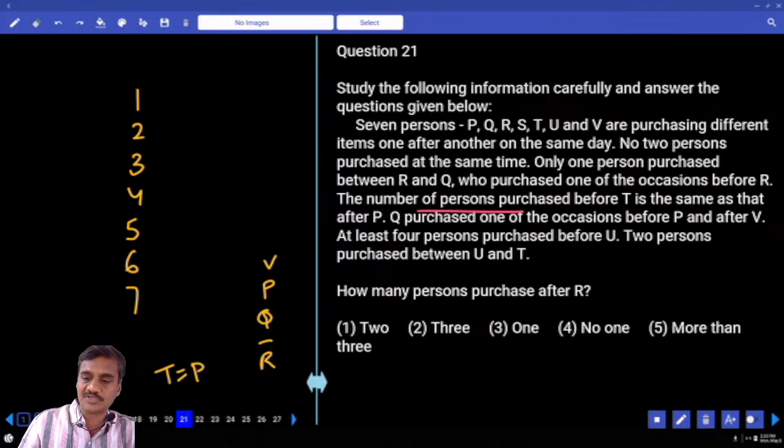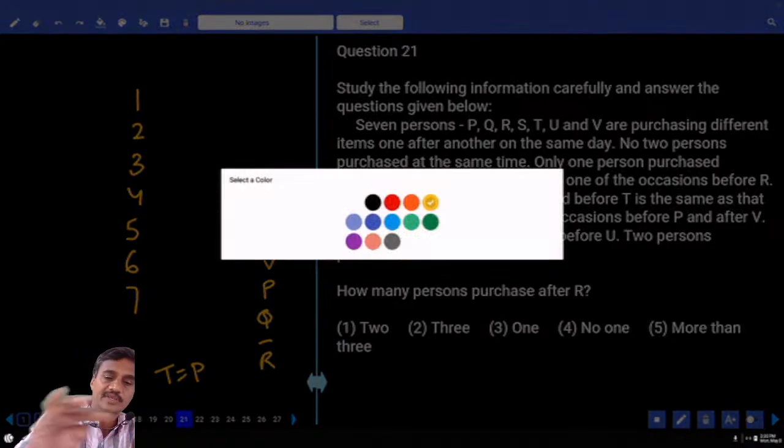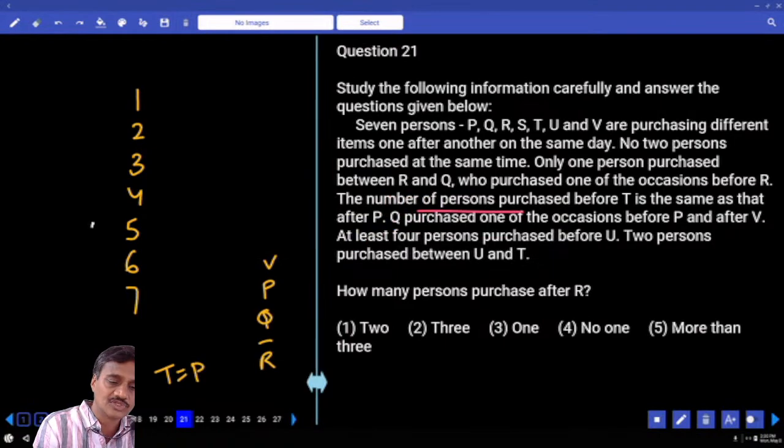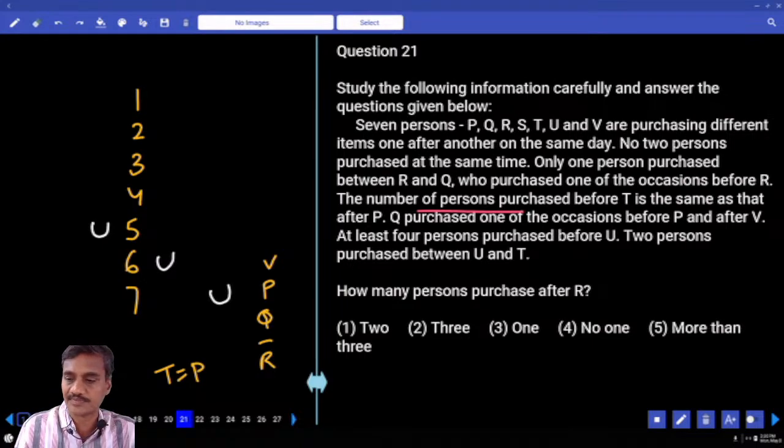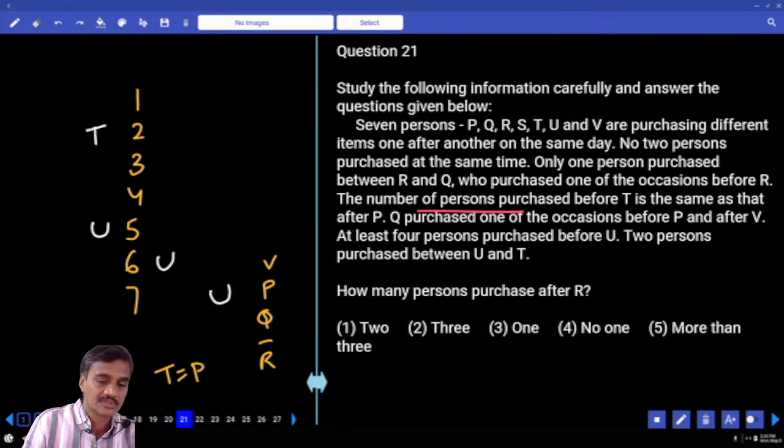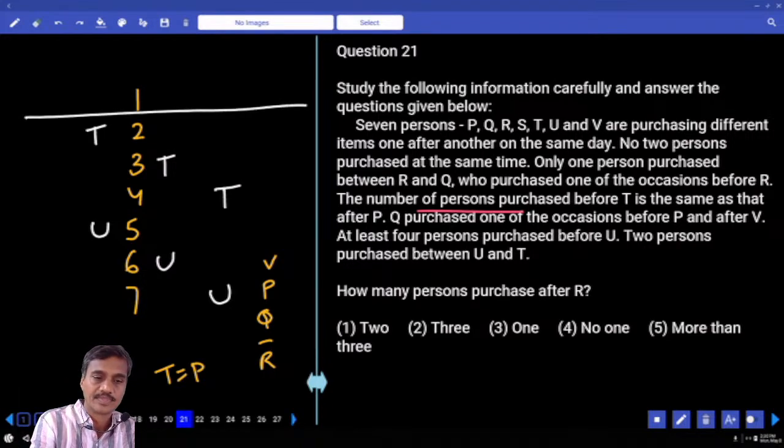At least 4 persons purchased before U. At least 4 before U, hence U can be here, isn't it? Or U can be here, or U can be here. There are 3 different possibilities. And 2 persons between U and T, hence T must be here. Now in this case, 2 in between U and T, T is here. Now in this case, 2 in between U and T, T will be here. Done with this? Now, this is the arrangement we have.